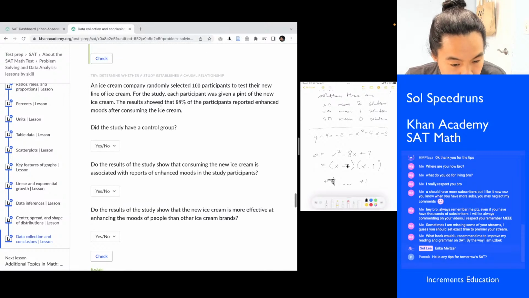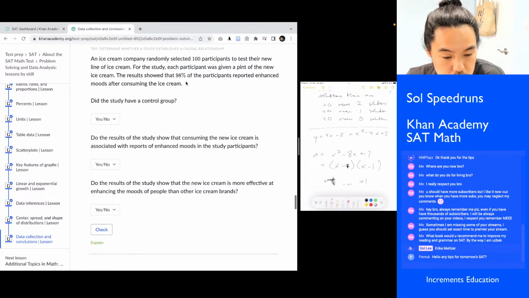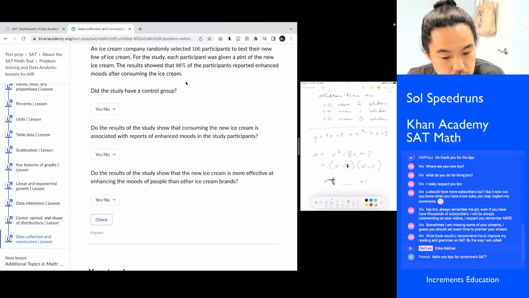Let's keep going. Randomly selected 100 participants to test their new line of ice cream. For the study, each participant was given a pint of the new ice cream.